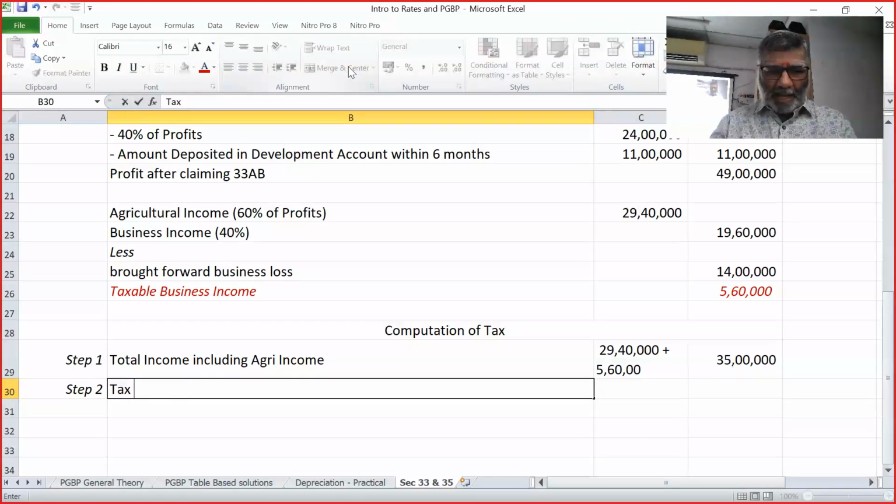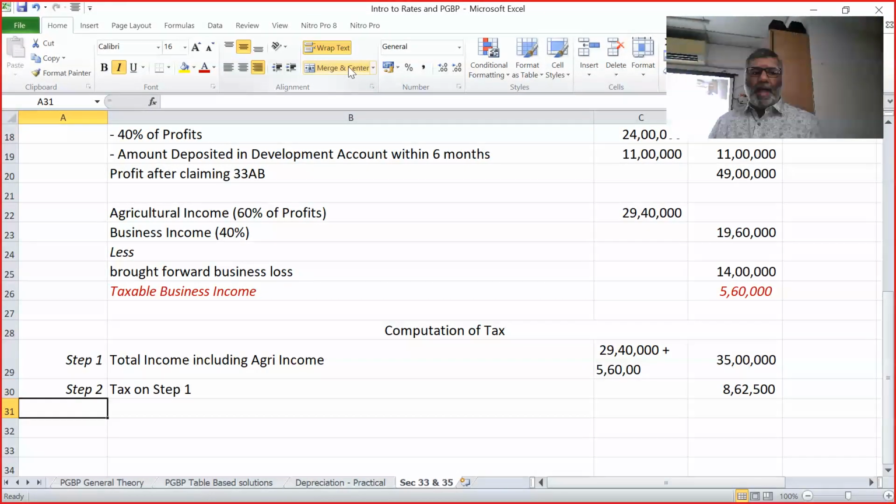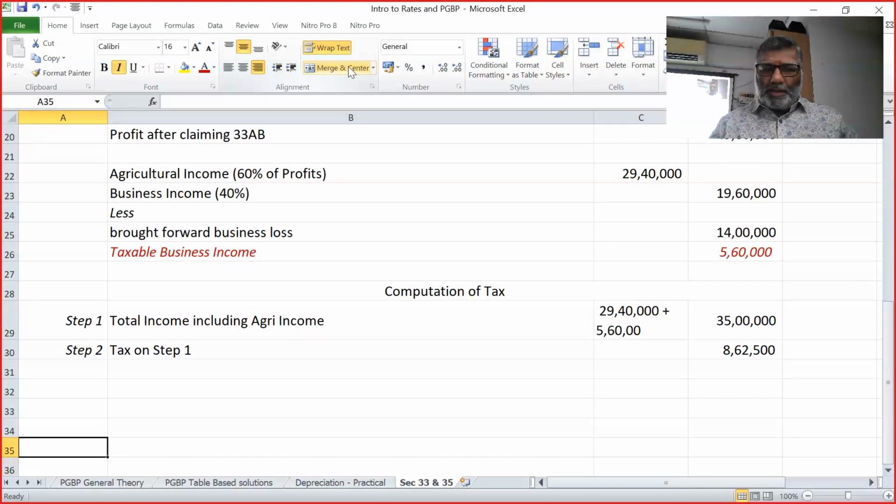Step 2: tax on step 1, the base tax. We all know: 35 lakhs minus 10 lakhs into 30% plus 1 lakh 12,500, which is 8 lakh 62,500. So this is the tax on step 1.